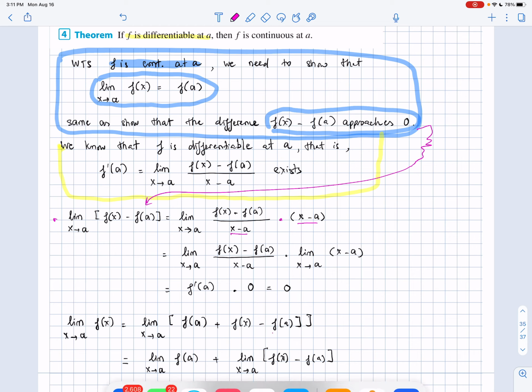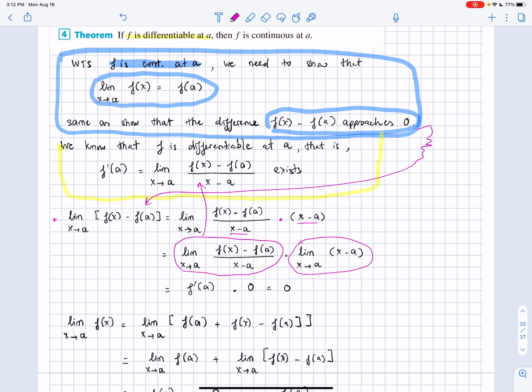And then because we have a product, we can separate the limit. The first limit is equal to f prime of A, because that is by the definition of differentiable, which is from here. And for the second one, all we need to do is plug x into x minus A, and we have A minus A, and that's why we have 0. So we have the answer 0.